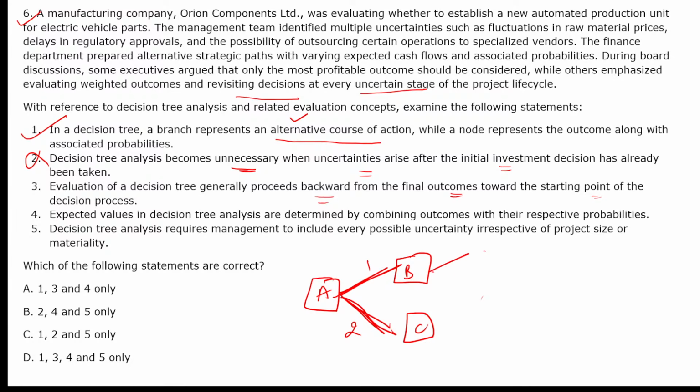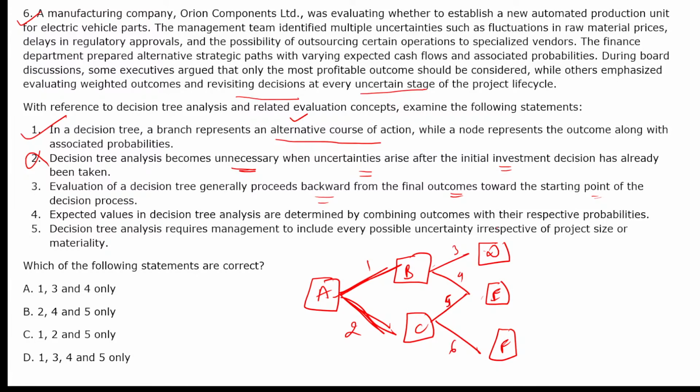From B also you can get two answers, and from C also you can get two answers: D, E and F. A higher probability of B will give you D and a lower probability of B will give you E. A higher probability of C will give you E and a lower probability of C will give you F. So scenarios 3, 4, 5 and 6.